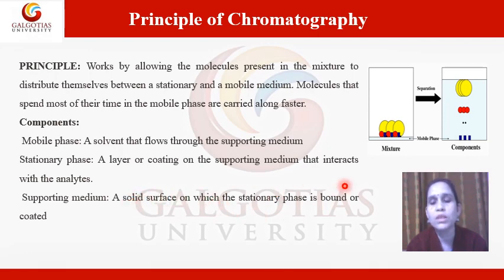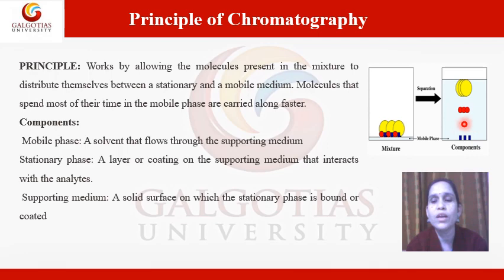The supporting medium can be a glass plate or an aluminum plate. Over this glass plate or aluminum plate, there is a coating of silicon oxide or aluminum oxide. This serves as your stationary phase, and the mobile phase can take various solvents. Those solvents may be polar or non-polar. Then the mixtures will be separated on the basis of polarity.